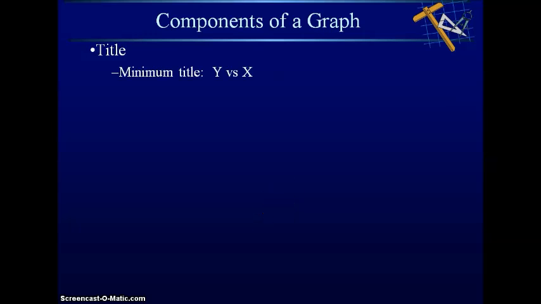Also, you need to make sure that your graph has a good title. Now, a bare minimum, what I call the safe auto approach to making a title, is just simply listing your two variables, your y versus x variable. For example, if I just said mass versus volume.